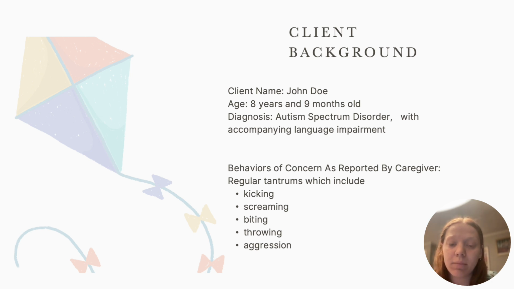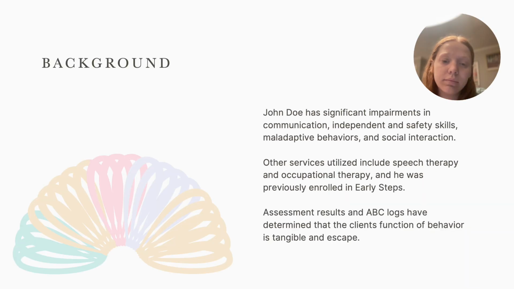He is 8 years and 9 months old. He has a diagnosis of autism spectrum disorder with an accompanying language impairment, and his behaviors of concern, as reported by his caregiver, include tantrums, which include kicking, screaming, biting, throwing, and aggression. The client has significant impairments in communication, independent and safety skills, maladaptive behaviors, and social interactions. Other services utilized include speech therapy and occupational therapy, and he was previously enrolled in Early Steps.